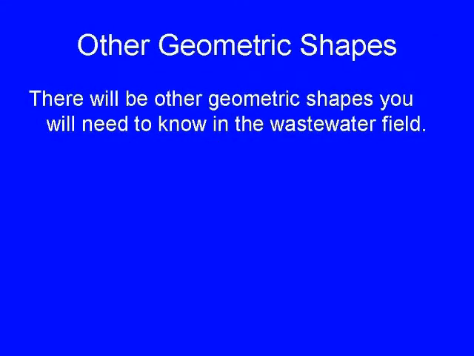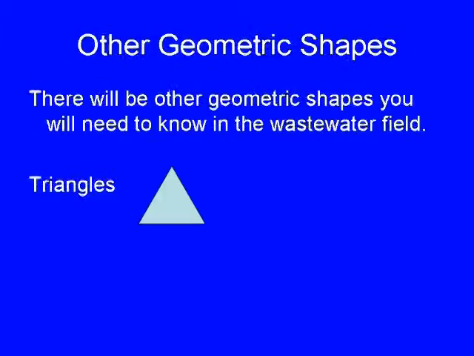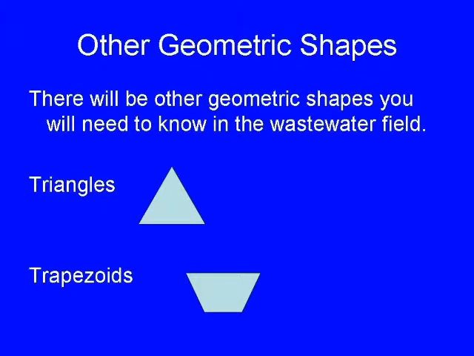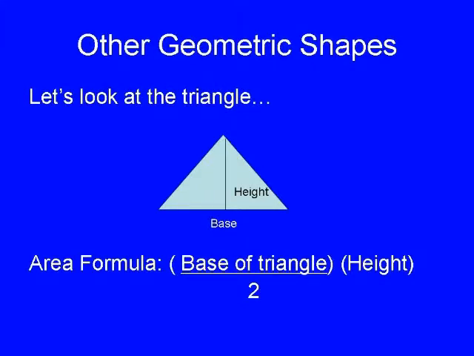Other geometric shapes. There will be other geometric shapes you will need to know in the wastewater field. One of the geometric shapes you need to know about are triangles, and the other is trapezoids. Let's look at the triangle first. Formula for the triangle is base of the triangle divided in half times its height.